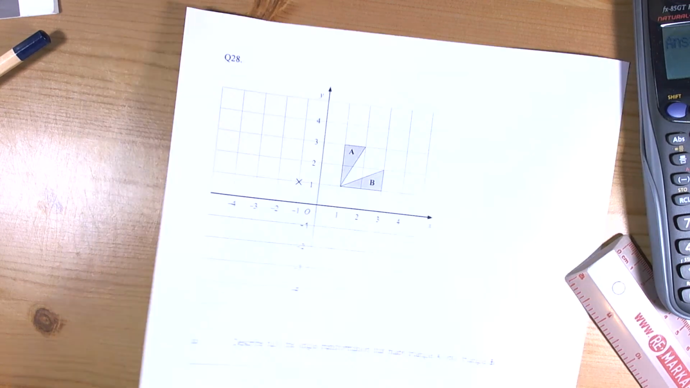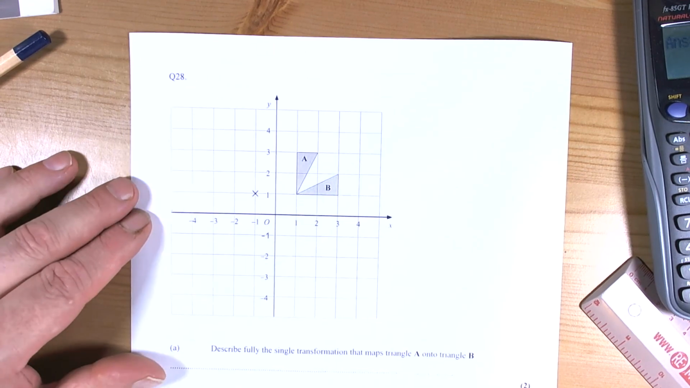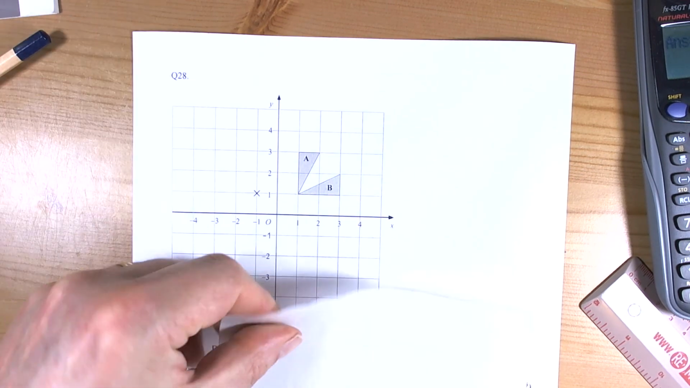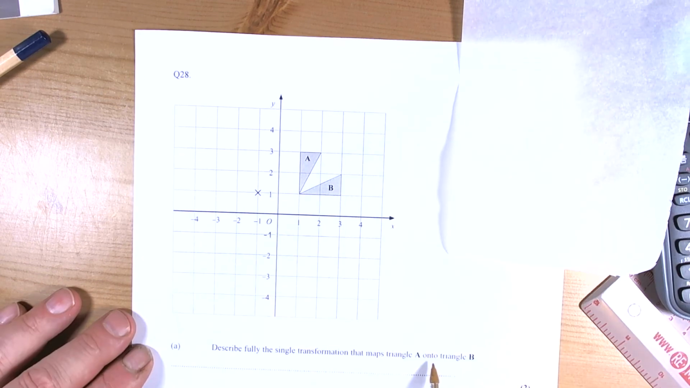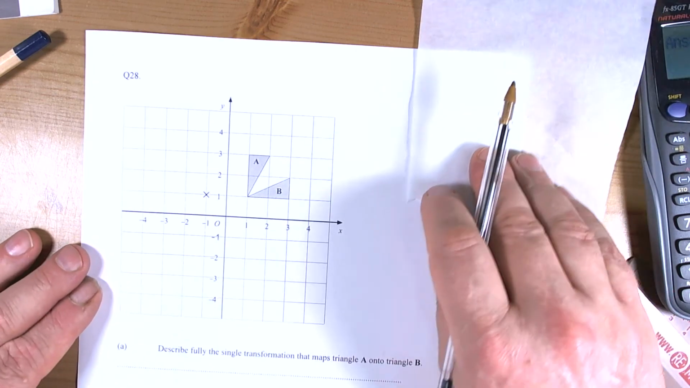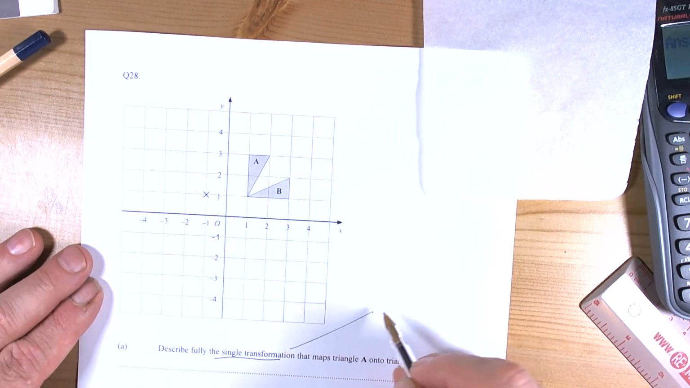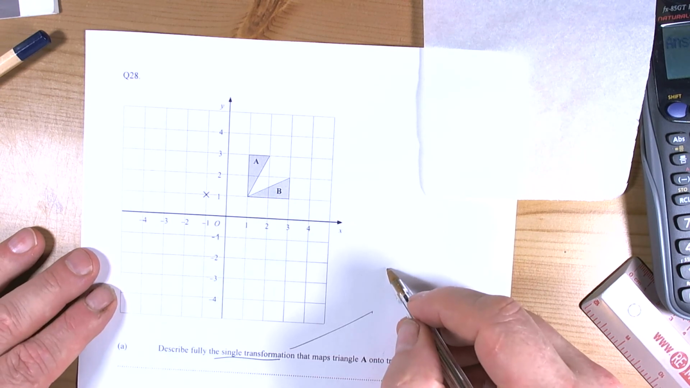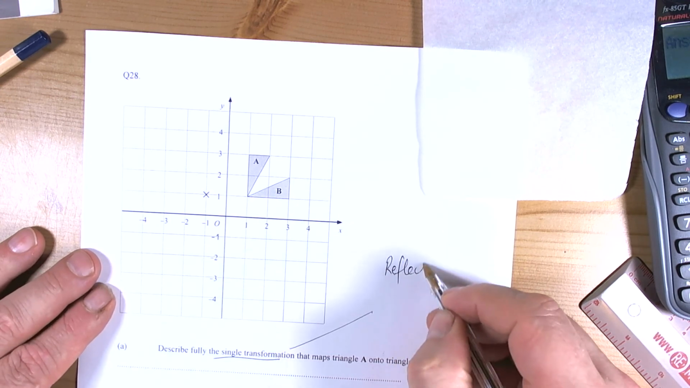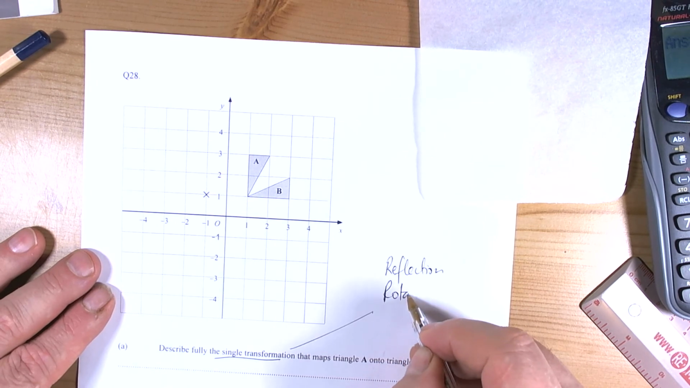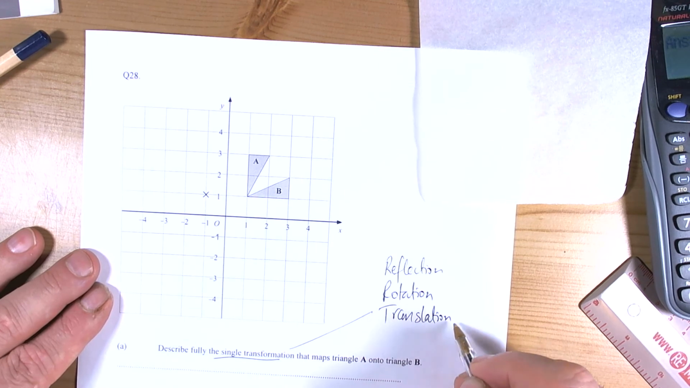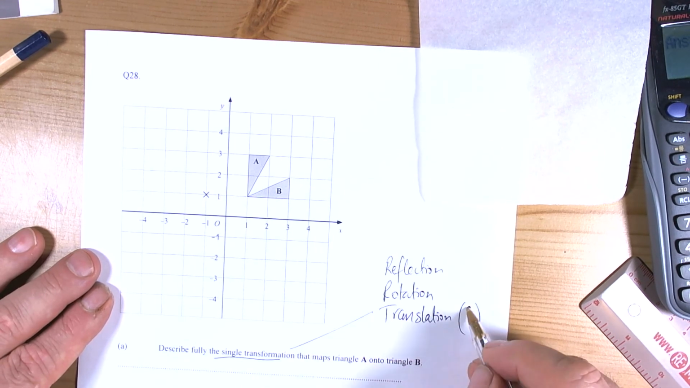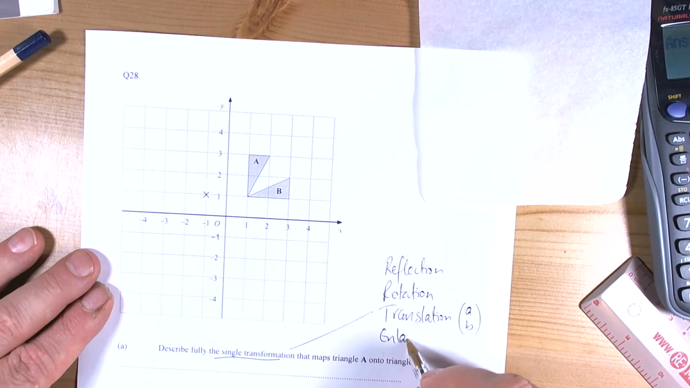So this question is a transformations question, so always make sure you've got some tracing paper available. And it says describe fully the single transformation that maps A to B. Right, okay, so when it says describe fully the single transformation, then we've got to remember there are 4 transformations. So we have a reflection, we have a rotation, we have a translation, we'll leave the vector, and we have an enlargement where shapes get bigger or smaller.